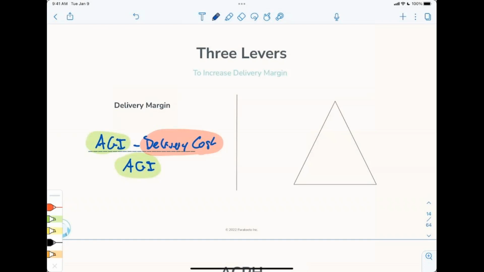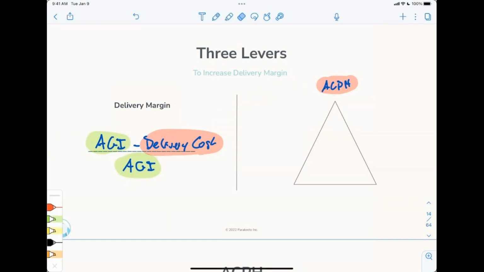And there are really three ways to influence this number, three levers that you can pay attention to, two of which impact AGI and increase the amount of money that you make for the delivery costs that you incur, and the other one related to decreasing delivery cost. And those three levers are the following. So the first one is average cost per hour, right? And that is red because it's related to your delivery cost.